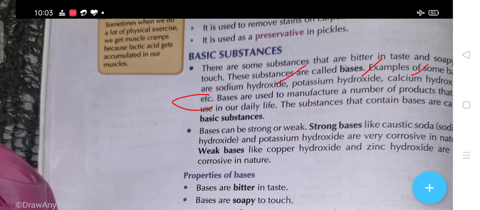Now bases are used to manufacture a number of products that we use in our daily life. The substances that contain bases are called basic substances. Bases can be strong or weak like acids. Strong bases like caustic soda, sodium hydroxide and potassium hydroxide are very corrosive in nature. Weak bases like copper hydroxide and zinc hydroxide are less corrosive in nature.